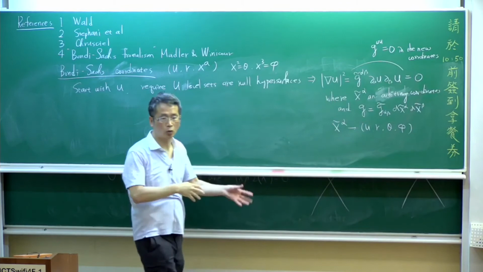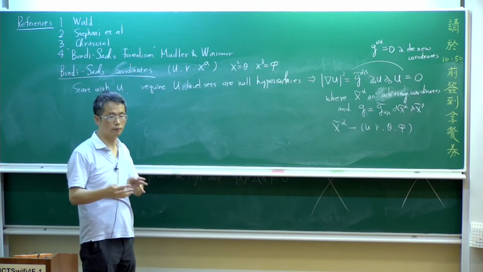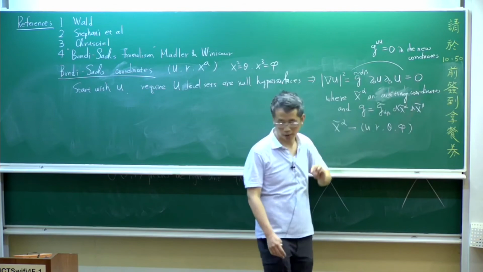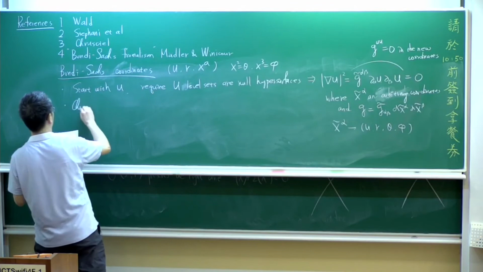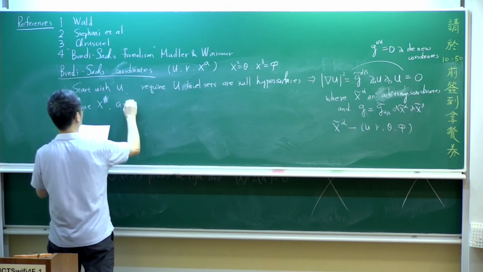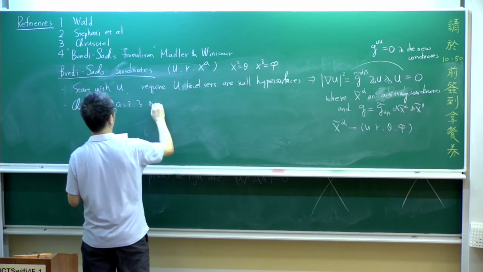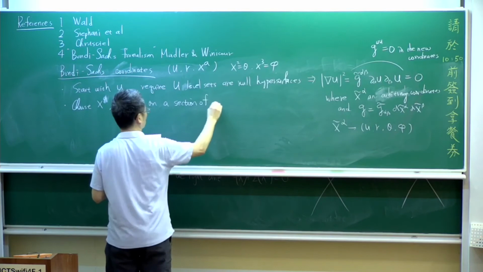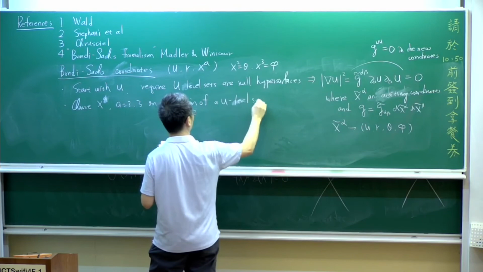When you go from one coordinate system to another, you want to see how the metric coefficients transform. This actually corresponds to g upper UU in the new coordinates. Okay. And then we choose x^A, where A is equal to 2, 3, on a section of a u level set. Okay, so this is a u level set, and I start with a section here.